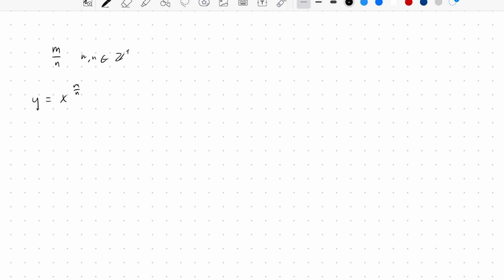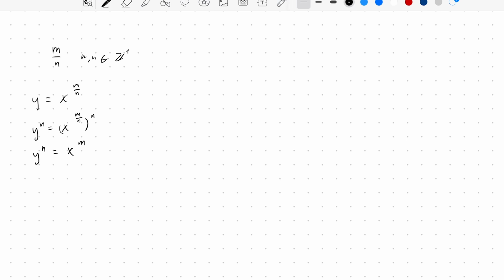So to start off, we want to get rid of this fractional exponent, and we can write this as y to the power of n if we just raise both sides to the power of n. So we get y to the n is equal to x to the m because of exponent rules. Now we can differentiate implicitly.